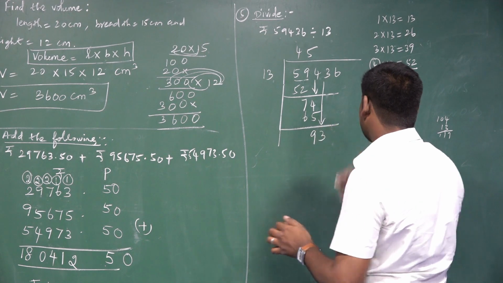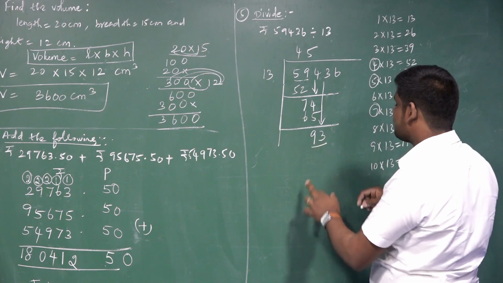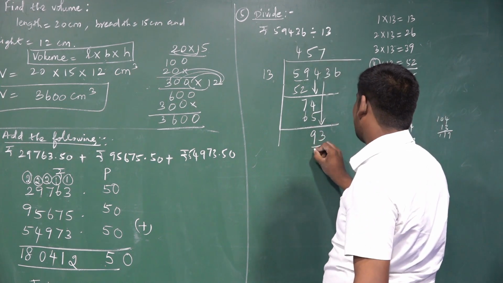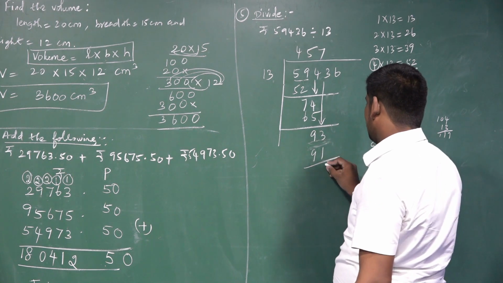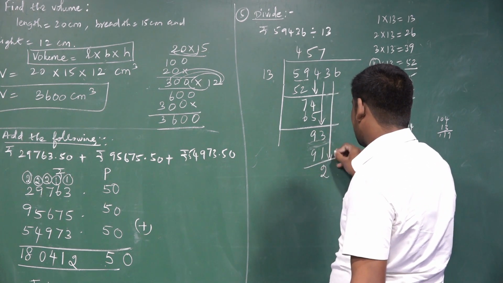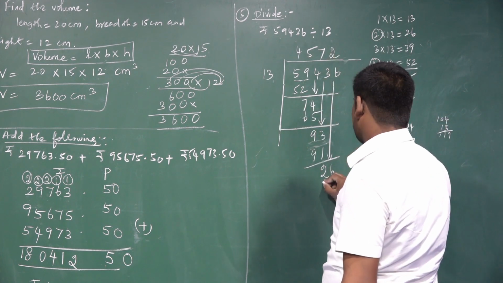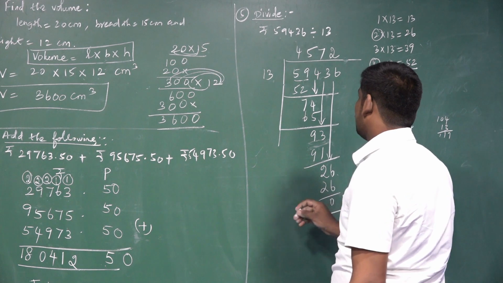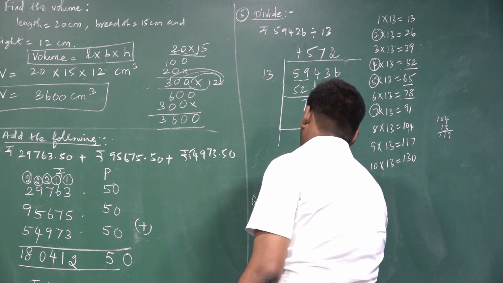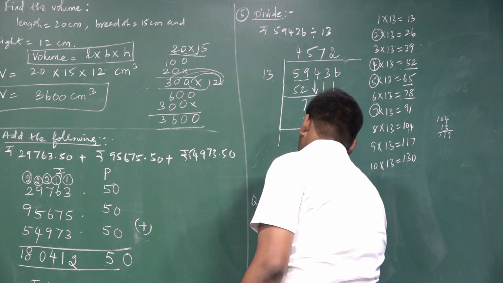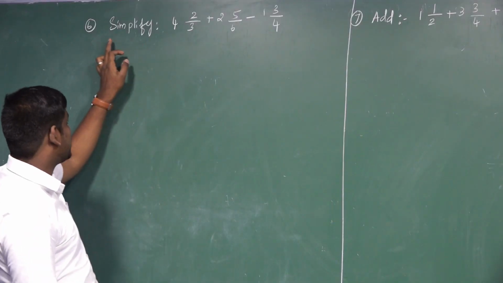Next take and write the digit 3. So here 93. Here having what? 91. So how many times possible? 7. 7 13s are 91. Then subtract 91 from 93. We get 2. Next take and write 6. So 2 13s are 26. So we get the quotient is rupees 4,572 and the remainder is 0. Come to the next question.